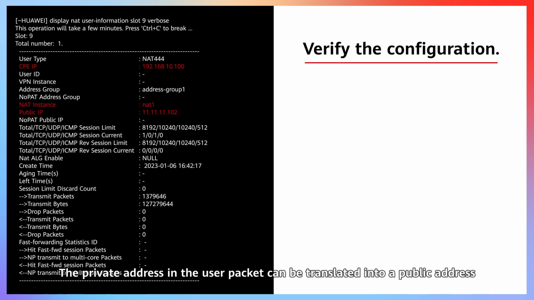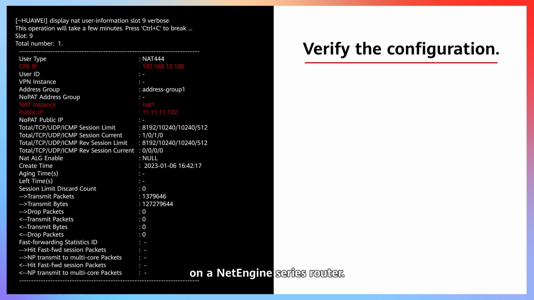The private address in the user packet can be translated into a public address so that the user can access the internet. That's all for this video about how to configure centralized NAT on a NetEngine series router.